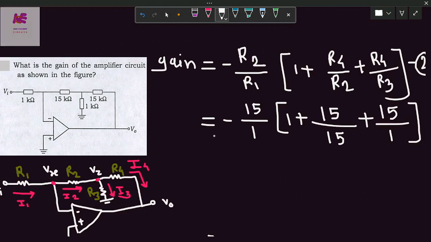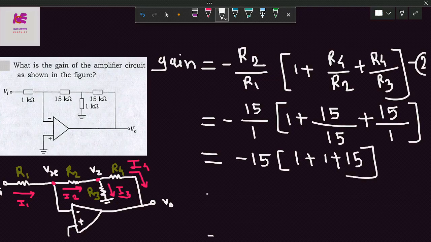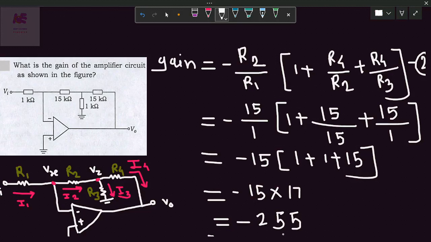So what we are getting is minus 15 only, in bracket, into 1 plus 1 plus 15, which is equal to minus 15 into 17, which is equal to minus 255. And therefore the gain of the amplifier in this circuit is minus 255. This is the solution of this problem.